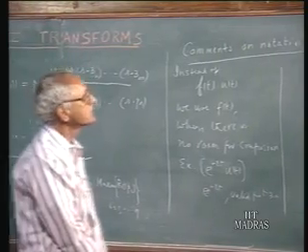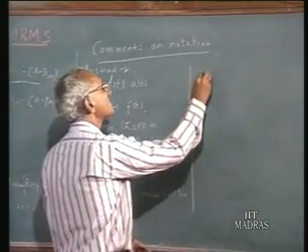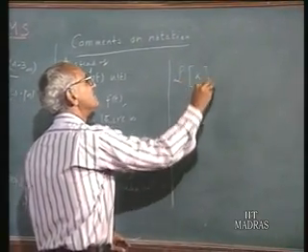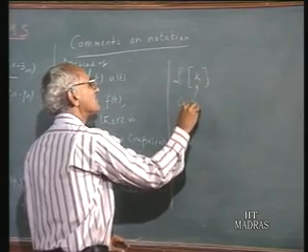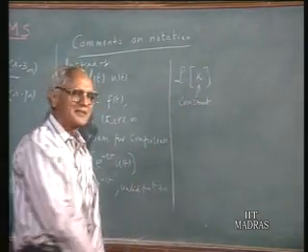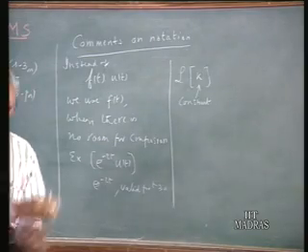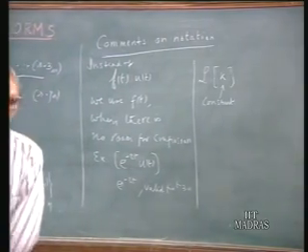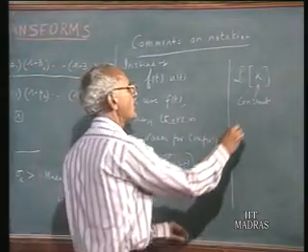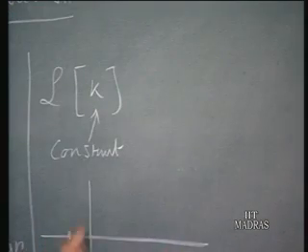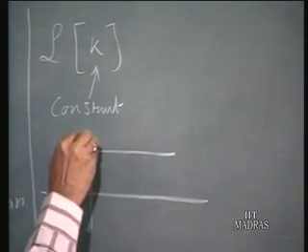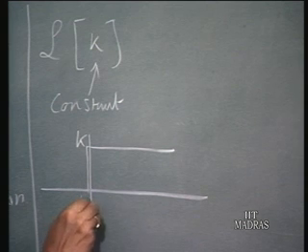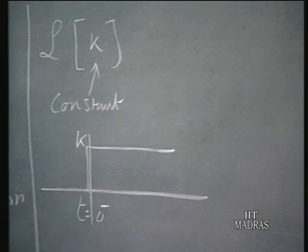Another point is, suppose we have the Laplace transform of some constant k. Again, by definition, a constant k exists for all values of time, but in the context of the Laplace transform, we assume that this function has a value k starting from t equals 0 minus, because we can treat only functions which are 0 for negative values of time in the Laplace transformation consideration.